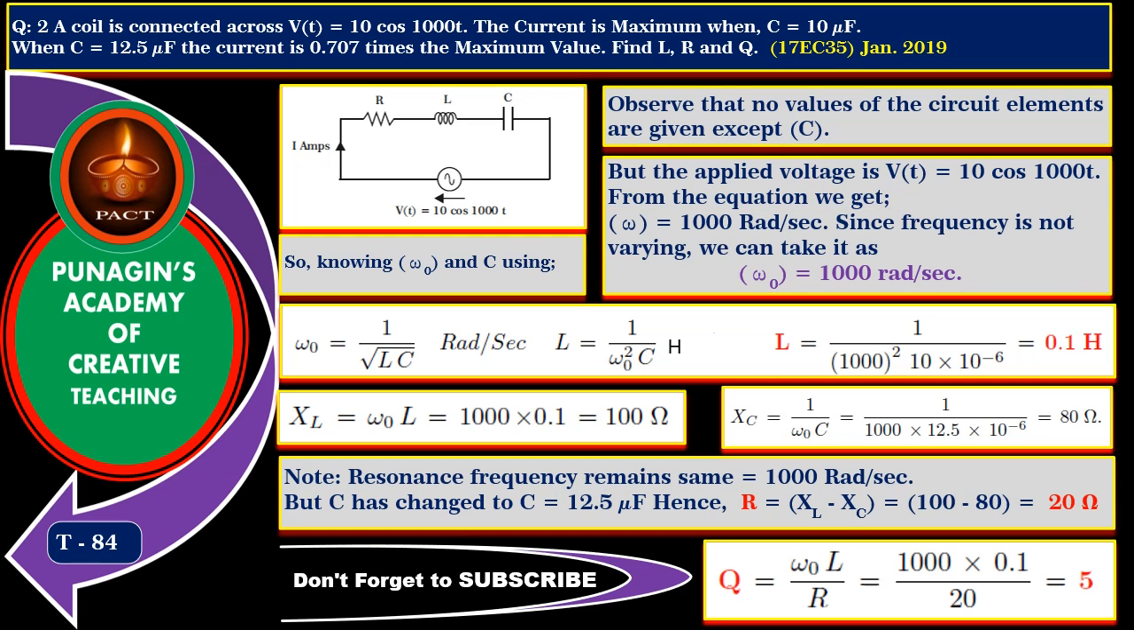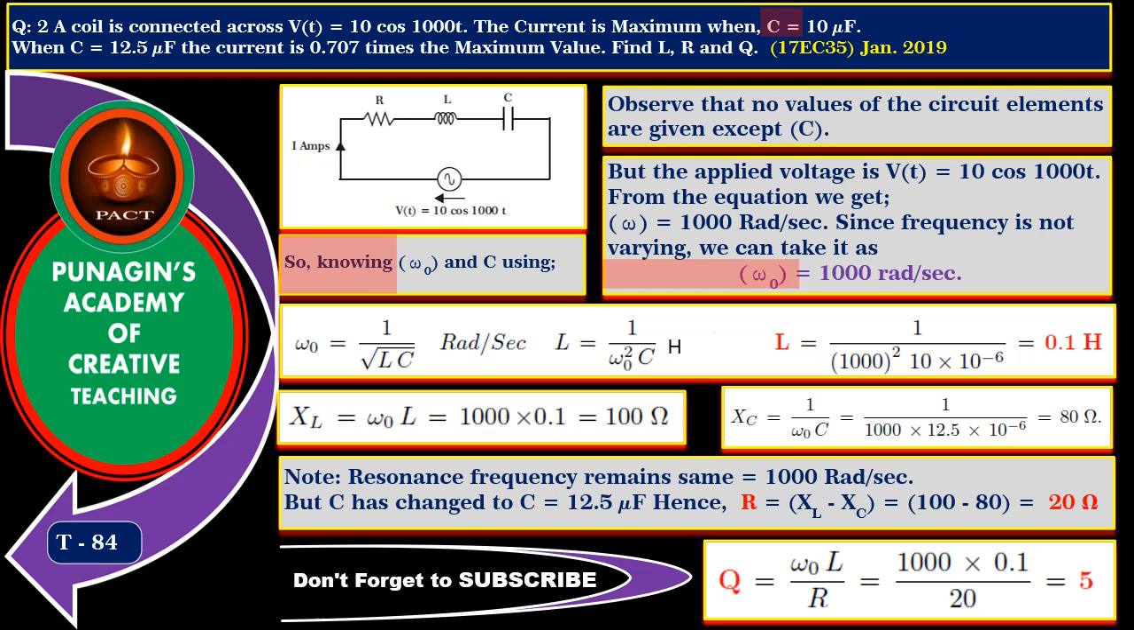If we further look at the given data, we find two statements. The current is maximum when C is equal to 10 microfarads. When C is equal to 12.5 microfarads, the current is 0.707 times the maximum value. What does this mean? When C is equal to 10 microfarads, the current is maximum, meaning the circuit is at resonance at omega naught is equal to 1000 radians per second.